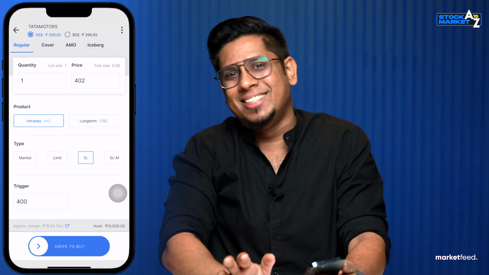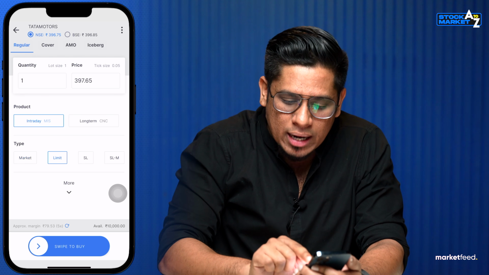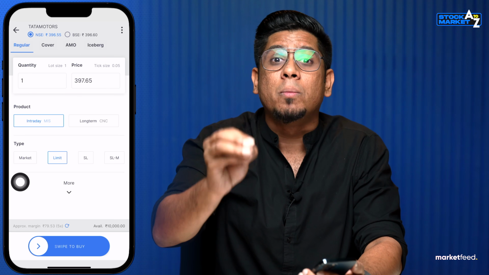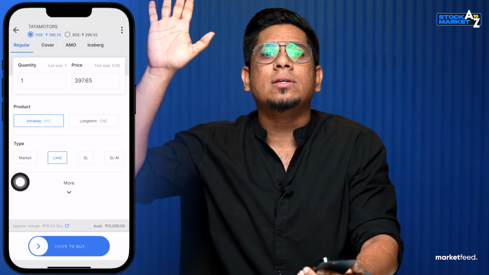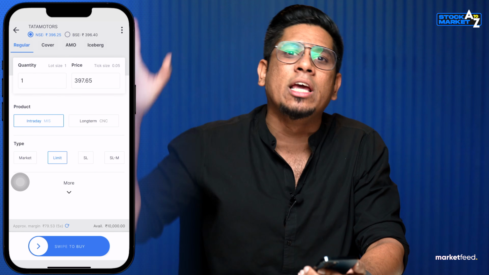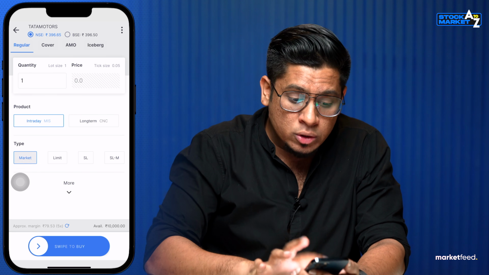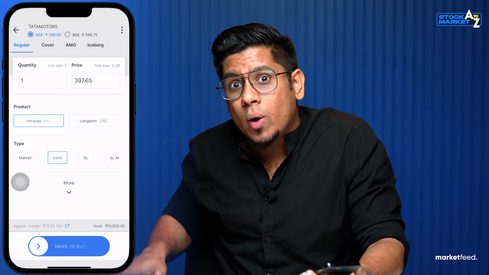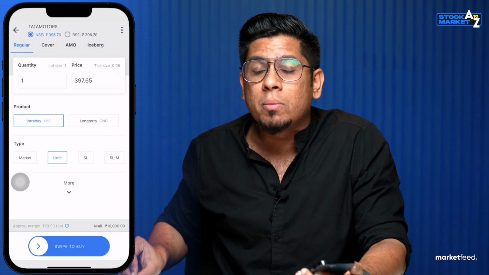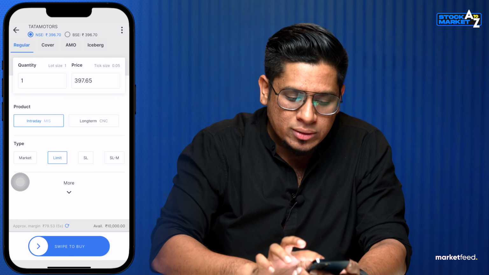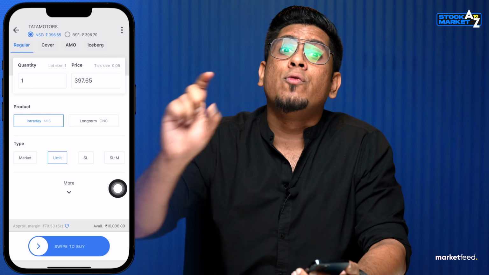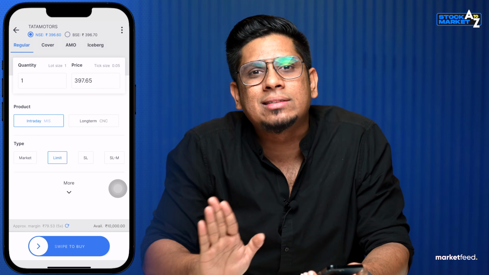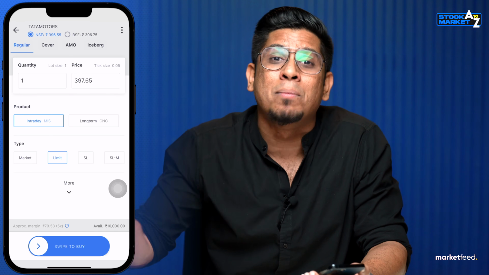Again, summing things up here. When you look into market, limit, and I want you to look into SL and SLM together. So select market order when you want to buy a stock at the current market price, the instantaneous market price you're seeing on the screen. Use a market order, right? Use a limit order if you want to buy a stock at a lower price only. Stock is at 400, you want to buy at 395, use a limit order only. Use an SL or an SLM order if you want to buy a stock at a higher price than the current market price.